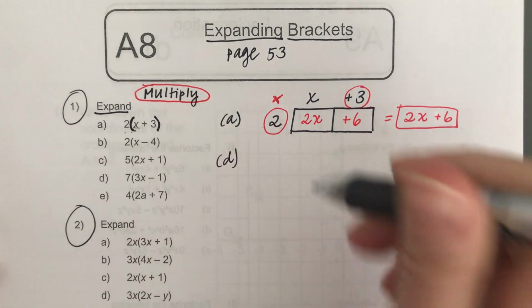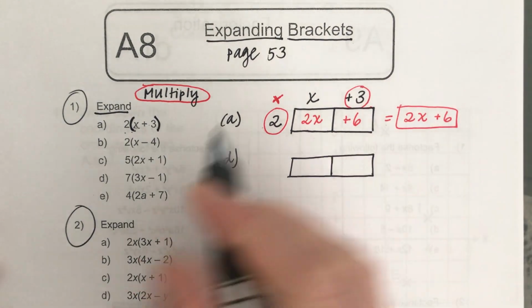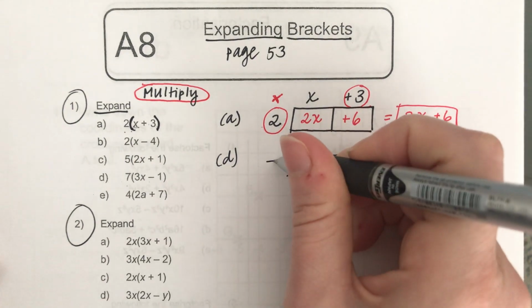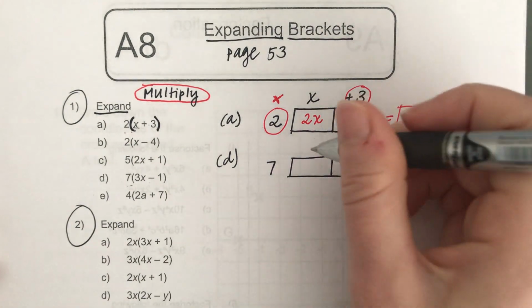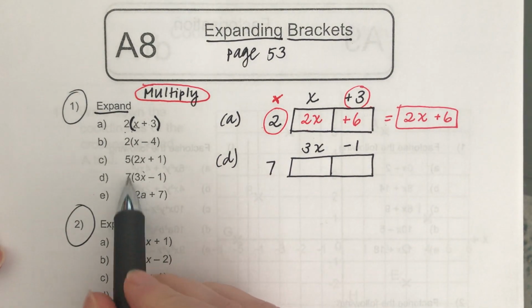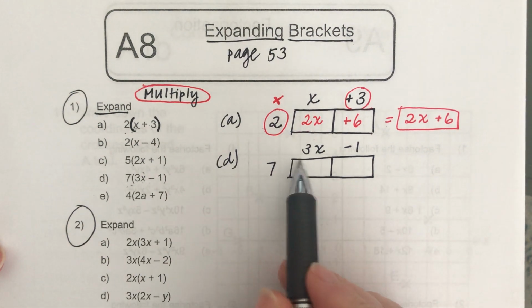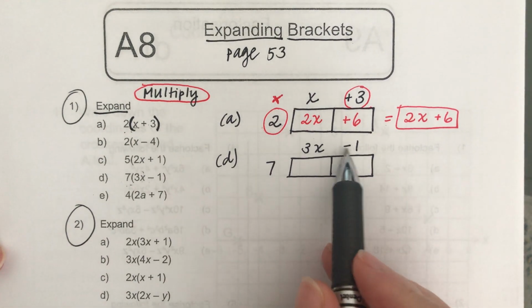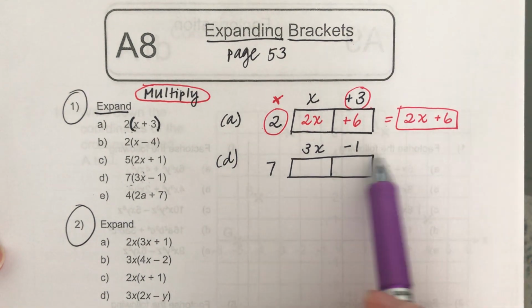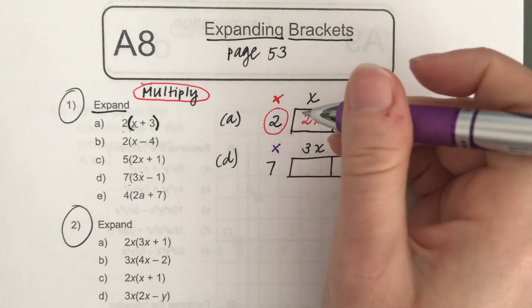So remember I said we need to draw this box every single time. Whatever's on the outside of the brackets goes on the side, so 7 goes over here. Then 3x take away 1 goes on top. So 3x, I know there's 2 pieces of that, but that is joined together, 3x, that goes on top of the box. And then minus 1 is the next piece that goes on the top of the second little bit of the box. And remember multiplication, we're timesing everything.